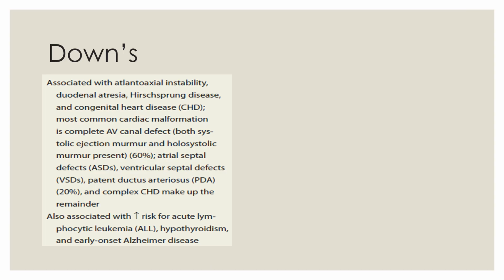Downs is associated with atlantoaxial instability, duodenal atresia, Hirschsprung disease also. Okay, Hirschsprung disease, congenital heart disease. Mainly, it is the AV canal defect. Okay, and there can be other things like ASD, VSD, PDA. Okay, there is also increased risk of ALL, hypothyroidism, and early onset Alzheimer's. Okay, these are all you have to remember.